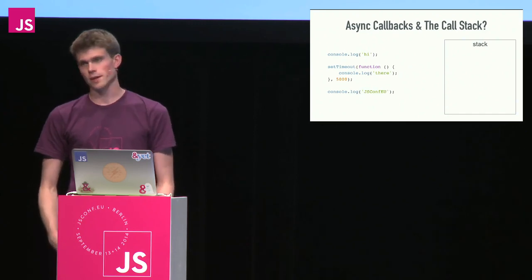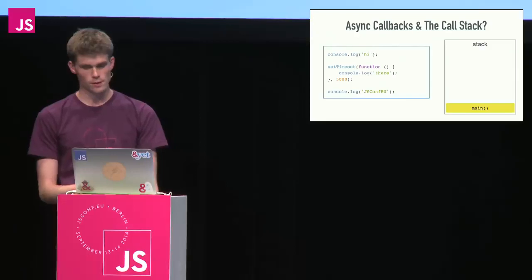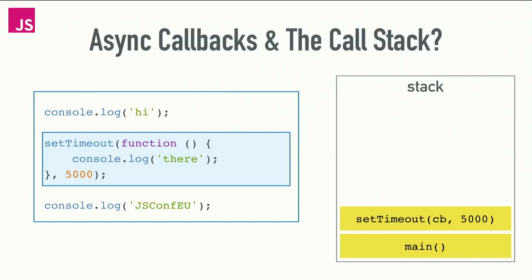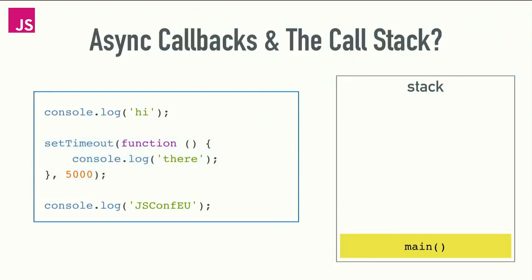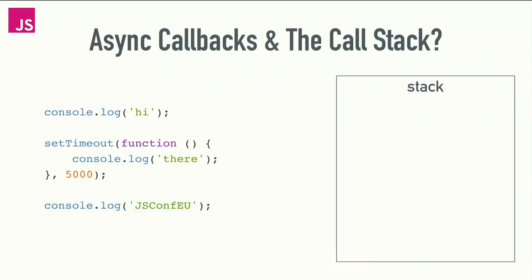So asynchronous callbacks with regards to the stack we saw before, how does this work? Let's run the code. Console.log hi, setTimeout. OK, what's going to happen here? We know that console.log there doesn't run immediately. It's going to run in 5 seconds' time. We can't push that console.log onto the stack, so somehow it just disappears. We don't have a way of describing this yet, but we'll come to it. We log JSConf EU, clear, and then 5 seconds later, somehow magically console.log there appears on the stack. How does that happen?